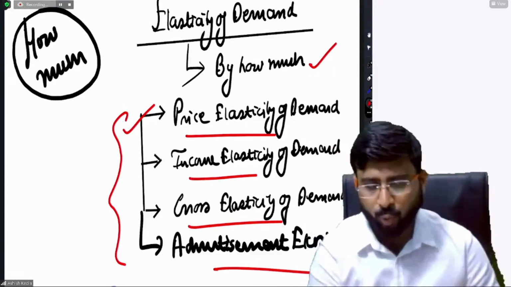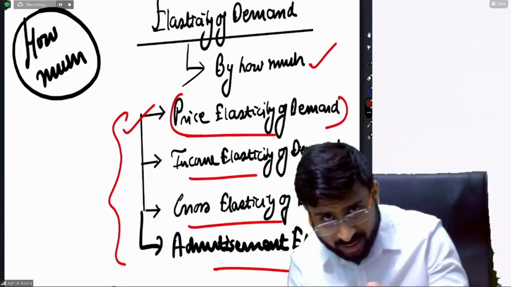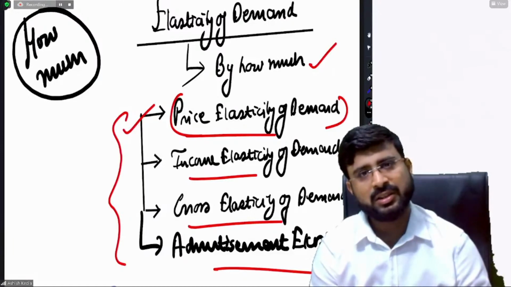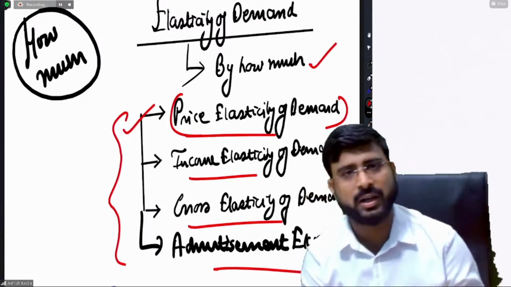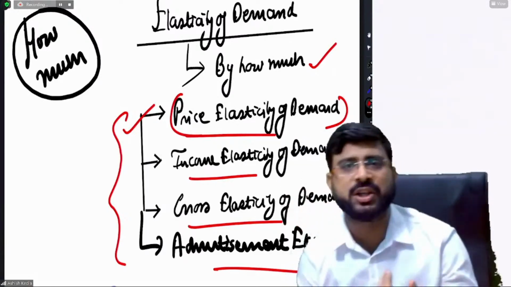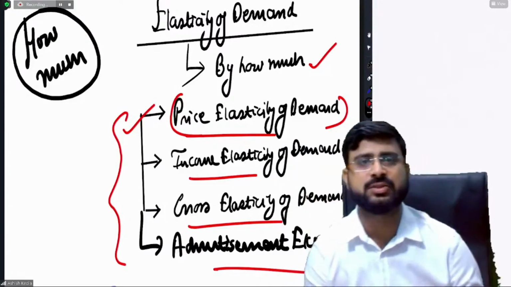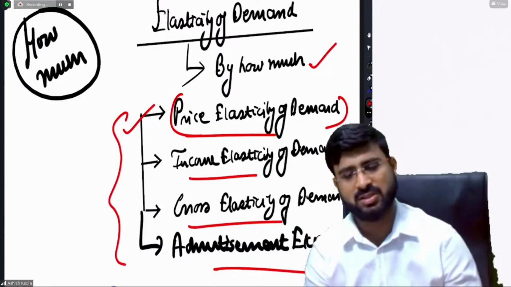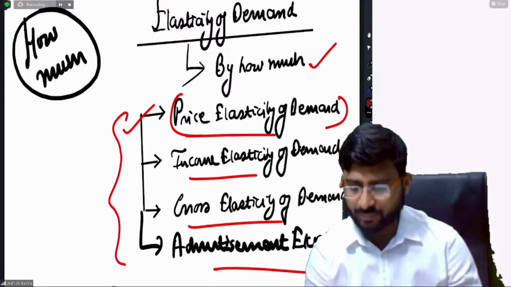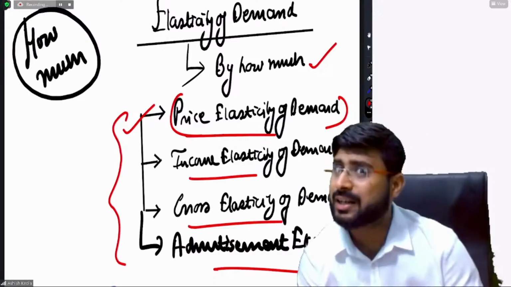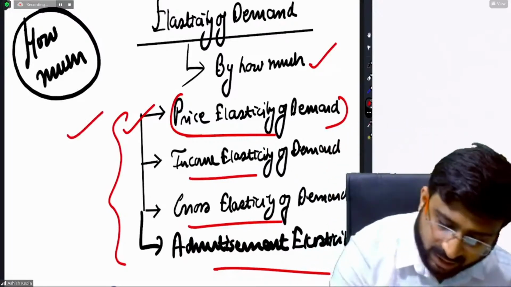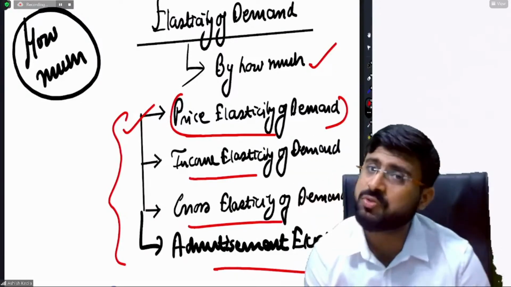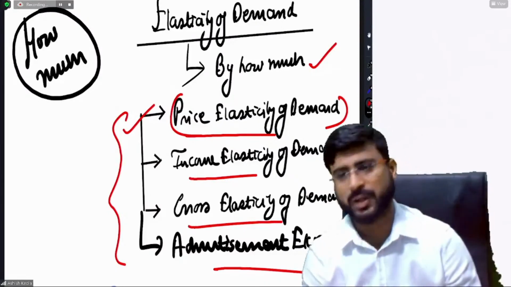What does it measure? It measures that due to change in price, by how much will quantity change. The degree of responsiveness of quantity demanded. It means by how much will quantity change for a percentage change in price. So if price changes by a certain percentage, by what percentage will demand change? This is what we are studying here in this topic.